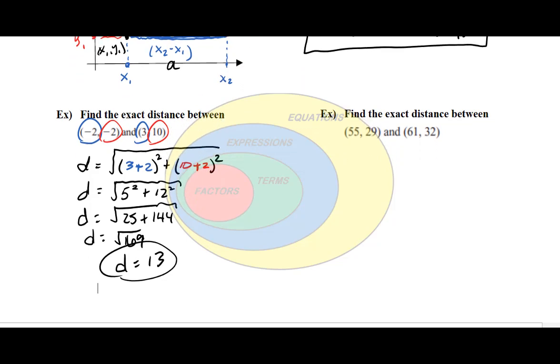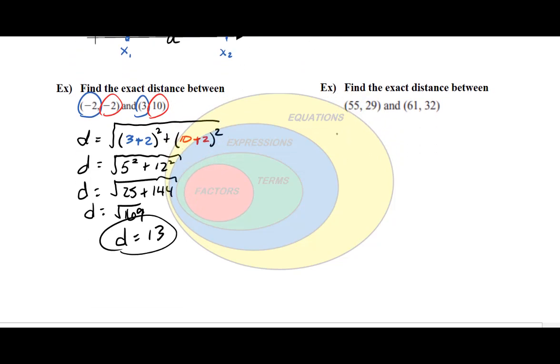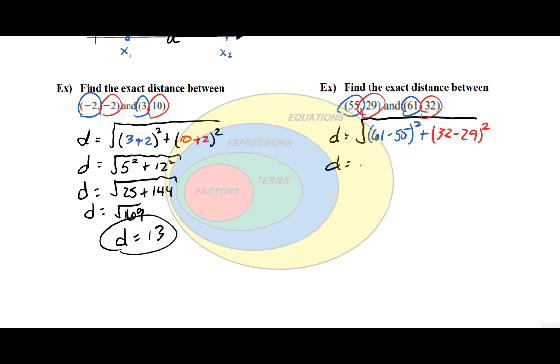So the next problem, again, we'll just plug the values into the distance formula. So the distance equals the square root of, and again, maybe the x coordinates, 61 minus 55, that quantity is squared, plus the y coordinates, 32 minus 29, and that quantity is squared. So the x and y coordinates are just used, simplifying, d equals the square root of 6 squared plus 32 minus 29, which is 3 squared.